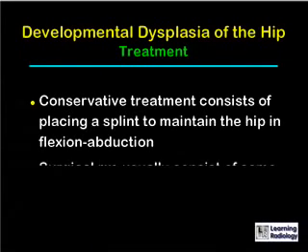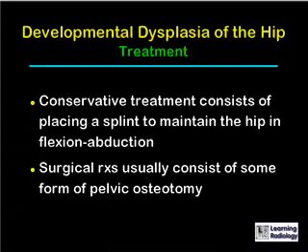The treatment for developmental dysplasia of the hip: conservative treatment consists of placing a splint in order to maintain the hip in flexion and abduction so that it remains located. Surgical treatments usually consist of some form of pelvic osteotomy.